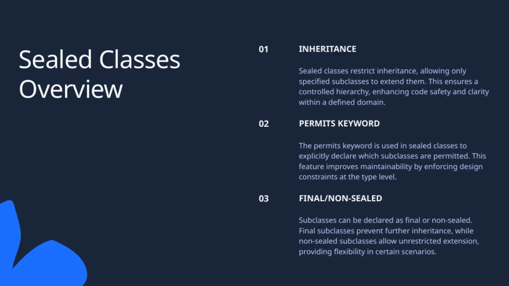By using permits, we can clearly define the boundaries of our class extensions, ensuring that our code remains safe, understandable, and aligned with the intended design. This ties back to the overall theme of creating robust, maintainable, and clear object-oriented structures.